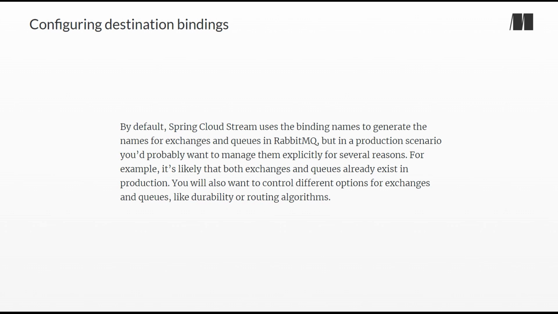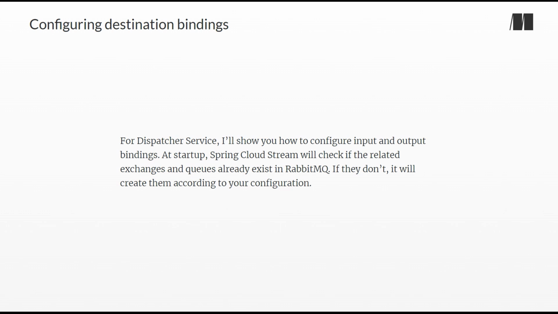Configuring destination bindings. By default, Spring Cloud Stream uses the binding names to generate the names for exchanges and queues in RabbitMQ, but in a production scenario, you'd probably want to manage them explicitly for several reasons. For example, it's likely that both exchanges and queues already exist in production. You will also want to control different options for exchanges and queues, like durability or routing algorithms. For dispatcher service, I'll show you how to configure input and output bindings. At startup, Spring Cloud Stream will check if the related exchanges and queues already exist in RabbitMQ. If they don't, it will create them according to your configuration.